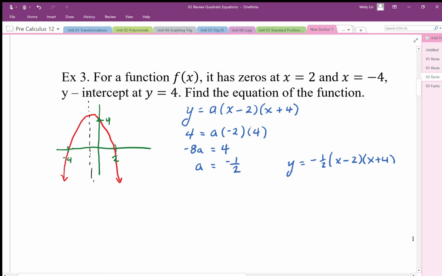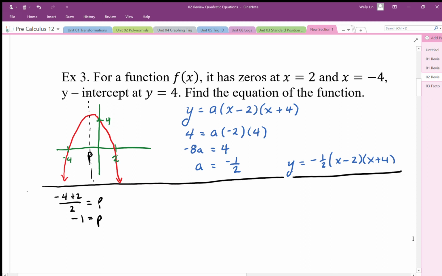In fact, I can find my middle p-value by taking the average of my zeros. So in this case, if I go negative 4 plus 2 divided by 2, I get p equals negative 1. And that's pretty clear from my picture, actually, that it's at negative 1. So I can solve this problem a slightly different way. I'm going to call this version 2. So this is solution version 1. But since I have the middle now, I can do this.